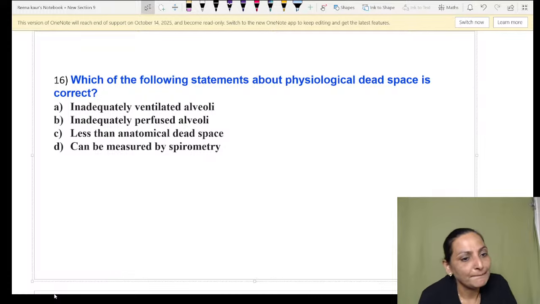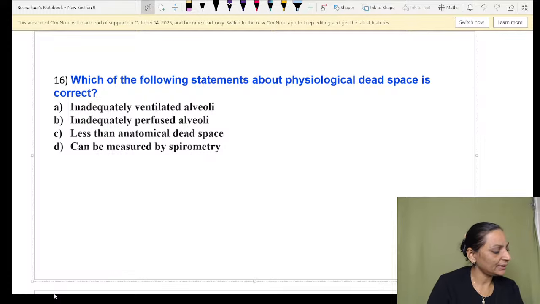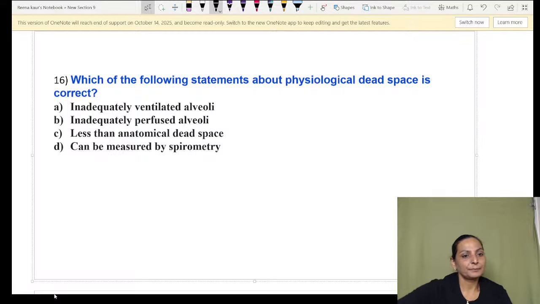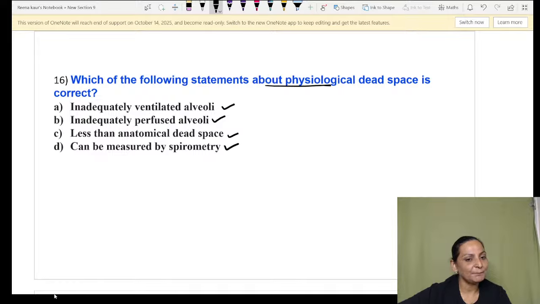Now, which of the following is correct about physiological dead space? Inadequately ventilated alveoli, inadequately perfused alveoli, less than anatomical dead space, or can be measured by spirometry.